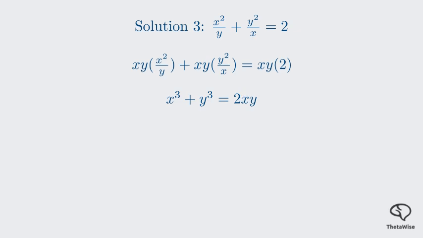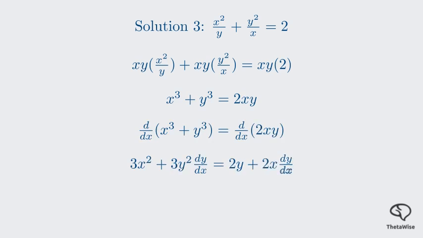Notice that this is the same equation as our first practice problem, just with a 2 instead of a 6 on the right side. We can follow the same steps. Differentiating both sides, we get 3x² + 3y² dy/dx = 2y + 2x dy/dx. Gathering the dy/dx terms on the left, we have 3y² dy/dx − 2x dy/dx = 2y − 3x².